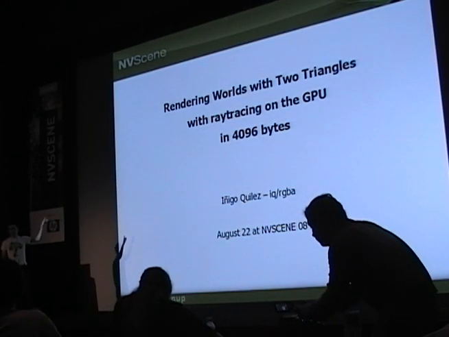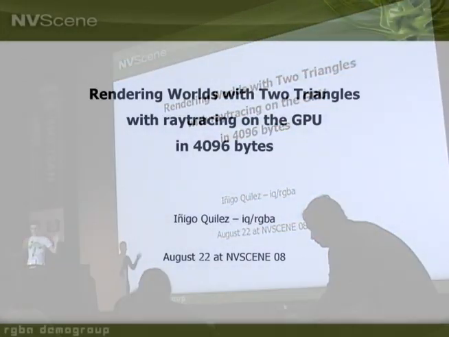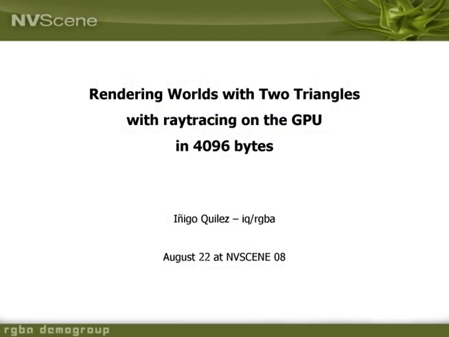This is the title of my presentation. It's quite long, as you can see: rendering worlds with 2 triangles with ray tracing in 4 kilobytes on the GPU. It was quite difficult to choose the title because I had a bunch of ideas I wanted to tell you about, and I didn't really find a way to put it all together in a coherent way. So this is a bit of a summary of everything I'm going to speak about.